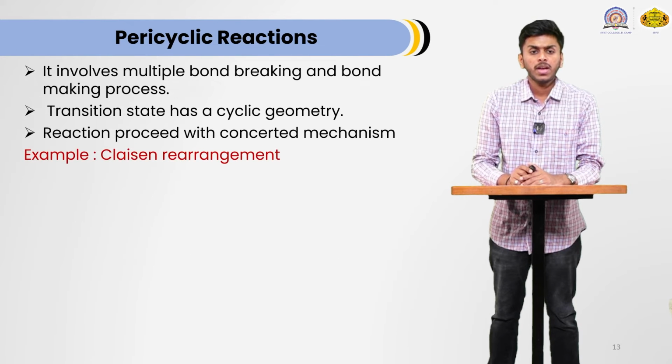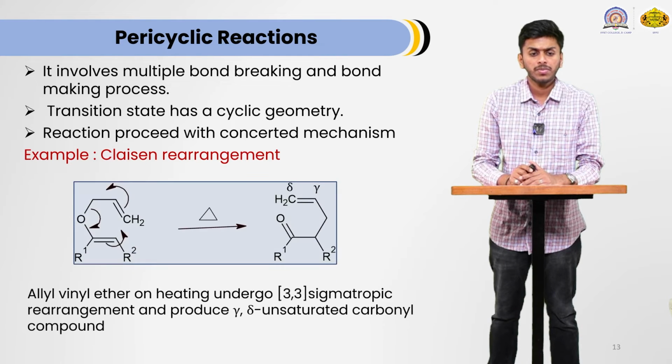Pericyclic reaction. It involves multiple bond breaking and bond making processes. The transition state has a cyclic geometry. The reaction proceeds with a concerted mechanism, that is, in the reaction all steps occur simultaneously. An example of this pericyclic reaction is Claisen rearrangement.